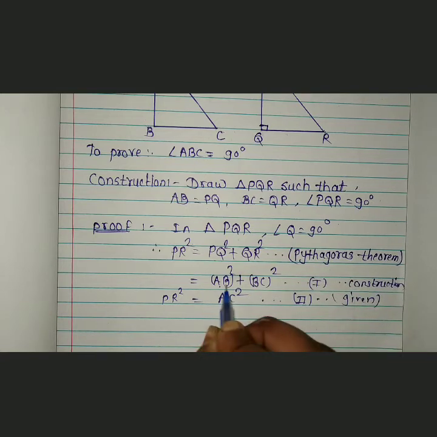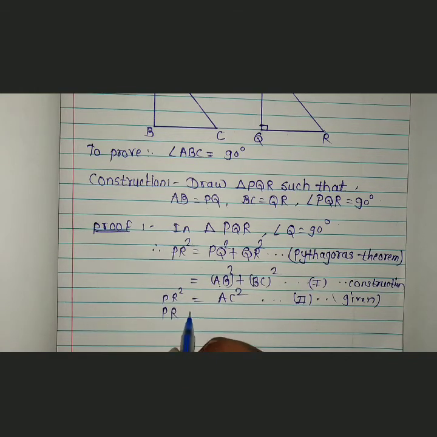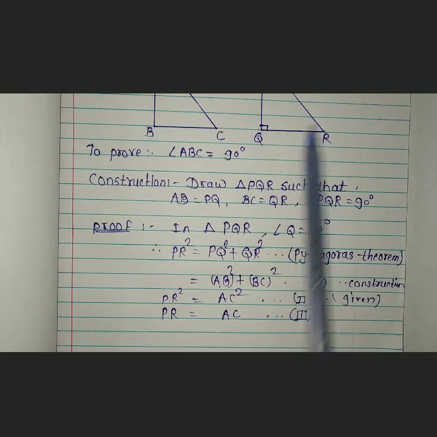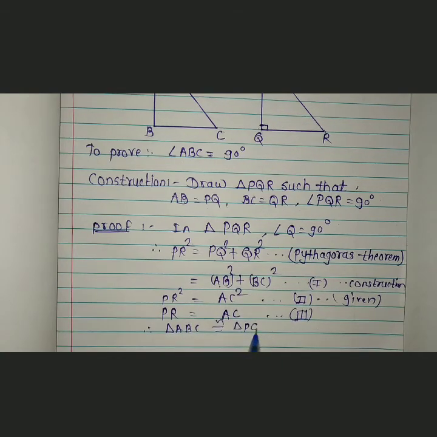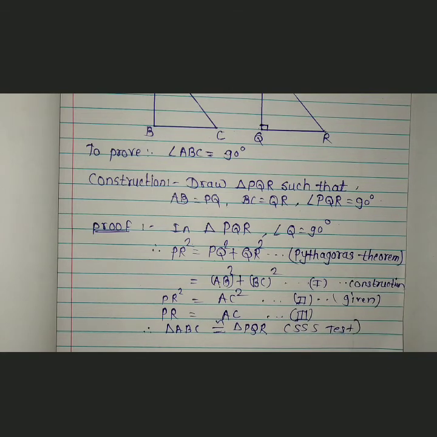This is the given thing. The value of AB square plus BC square is AC square. Taking the square root on both sides, we get PR is equal to AC. Here in construction, AB is equal to PQ, BC is equal to QR and PR is equal to AC. Give the number third. Therefore, by using the SSS test, triangle ABC and triangle PQR are congruent.